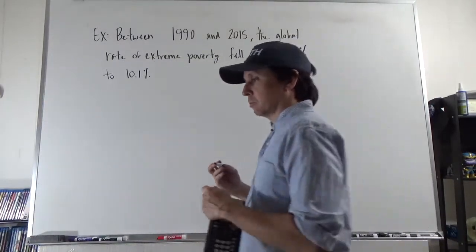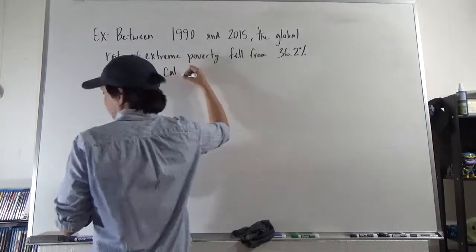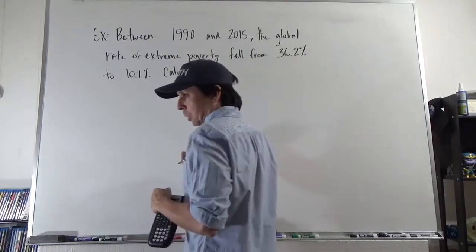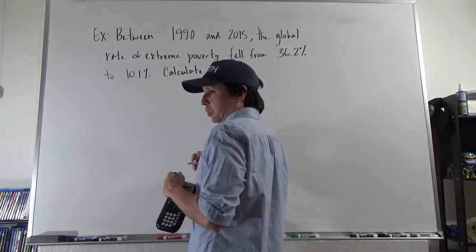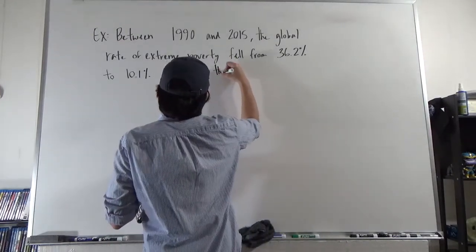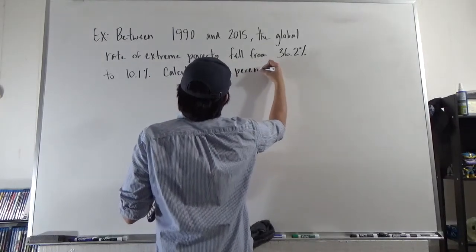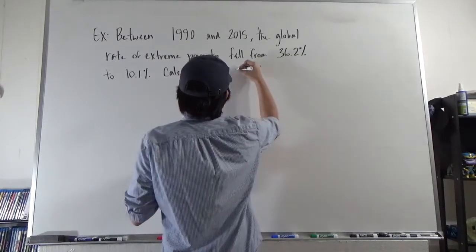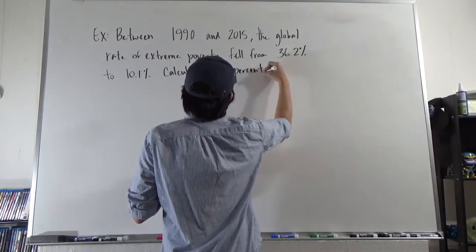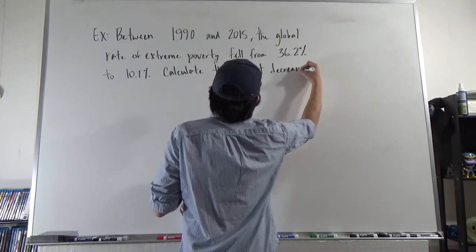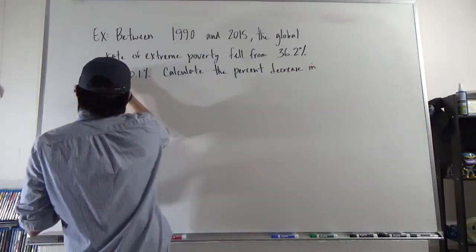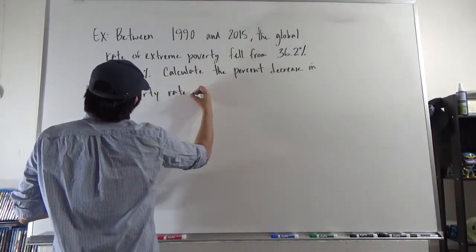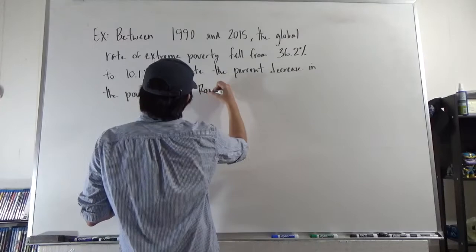So it's a good thing. I mean, it's not good that there's still 10.1%. We would like to correct that one day, but it's definitely much better than 36.2. Calculate the percent decrease in the poverty rate. Round to the nearest tenth of a percent.